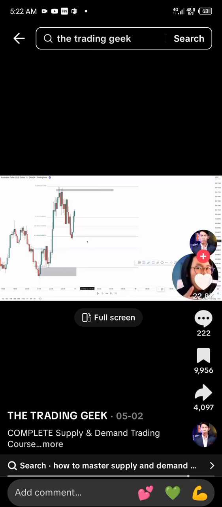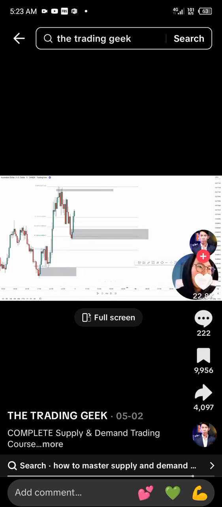Now this is where the real fun begins. This is where the magic happens. You can see right here, this is the 61.8 retracement level. But at the same time, it is also our demand zone. It's also our demand zone right here. We have just discussed that this is our demand zone, so I'm not going to explain it again, obviously.